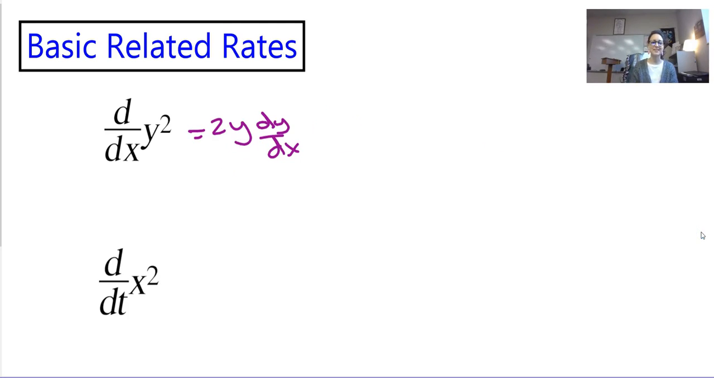Now will you write this, please? d dt, so the derivative with respect to t of x squared. I'm going to force pause on your screen, see if you can figure this one out on your own. So for this one we would have 2x, that's the derivative of the outer, times dx dt, that's technically the derivative of the inner, because we're assuming x to be a function of t, which will usually be time, right?